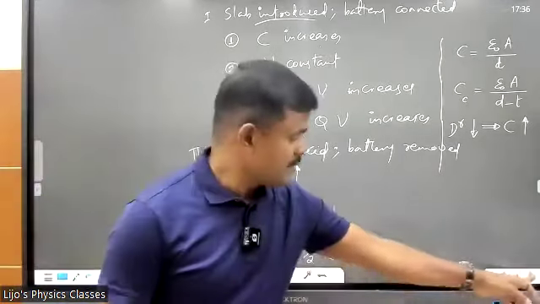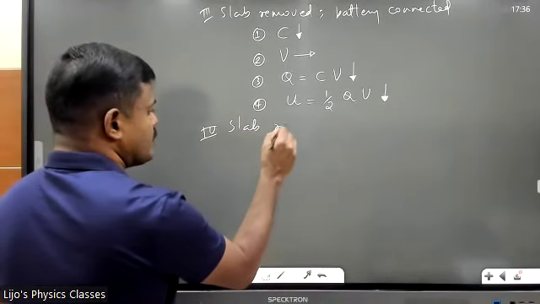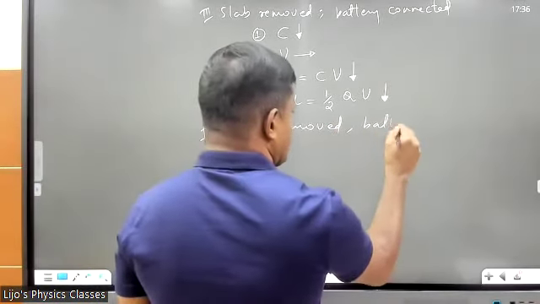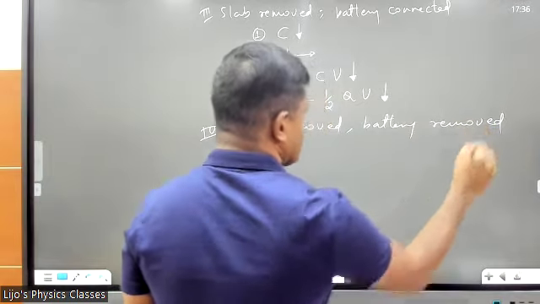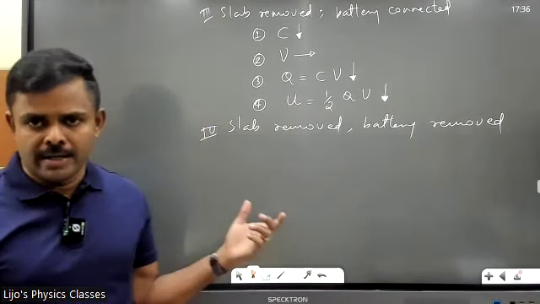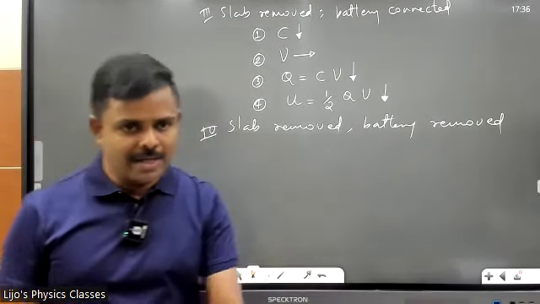Okay, right. So write this. Next is what? Slab removed, battery disconnected, or battery removed. Slab removed, battery removed. You should have a clear conceptual understanding. Then only you can do that numerical, which has been asked many times in examination. Okay. I'll be doing it in class.